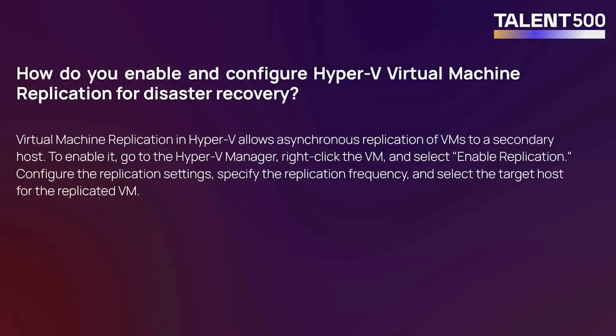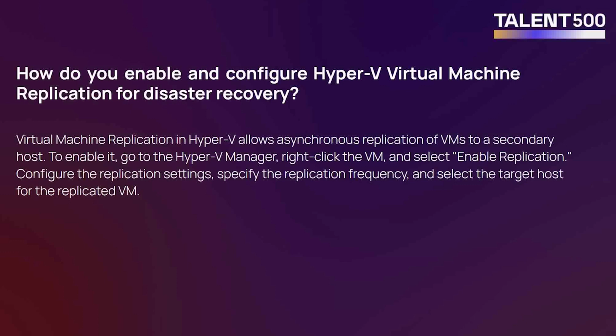Moving to our next question, which is, how do you enable or configure Hyper-V virtual machine replication for disaster recovery? So virtual machine replication in Hyper-V allows asynchronous replication of VMs, virtual machines, to a secondary host in case of any disaster. This virtual machine replication allows asynchronous replication of VMs to a secondary host.